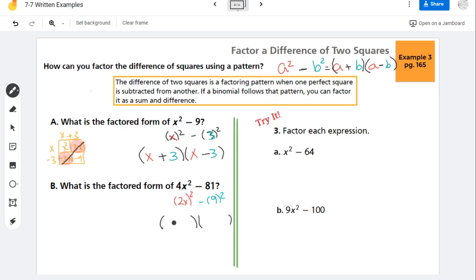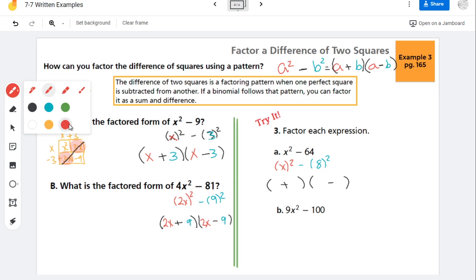So if I set up my double bubble with a plus and a minus, I'm going to fill in my 2x's at the front. And I'm going to fill in my 9 in the back. Alright, let's do that again. So x squared is x squared. And 64 is 8 squared. So I'm going to go ahead and set up my double bubble with a plus and a minus. I'm going to fill in that x in the first part and that 8 in the second part.